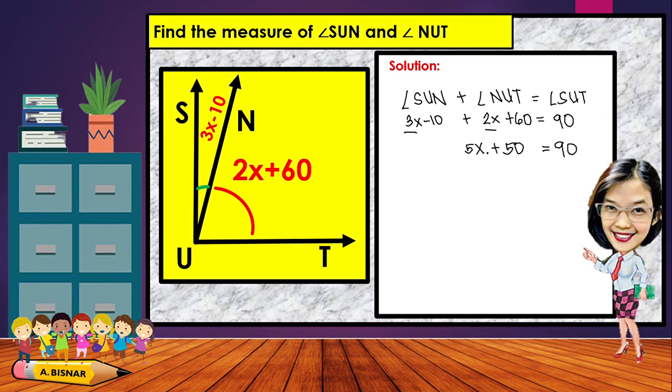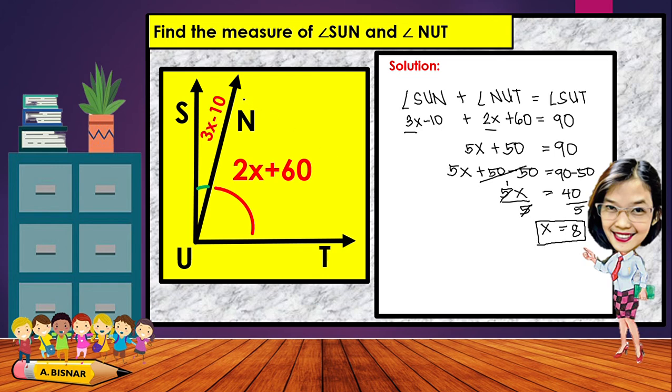So you have to remove 50. Therefore, we will subtract 50 on both sides of the equation. So 5x plus 50 minus 50 is equal to 90 minus 50. So you have here 5x is equal to 40. So divide both sides by 5. 5 divided by 5 is 1, and 1 times x is x. 40 divided by 5 is 8. So the value of x is 8.